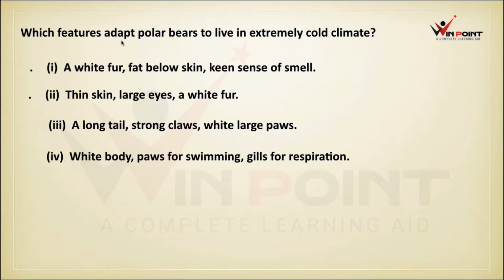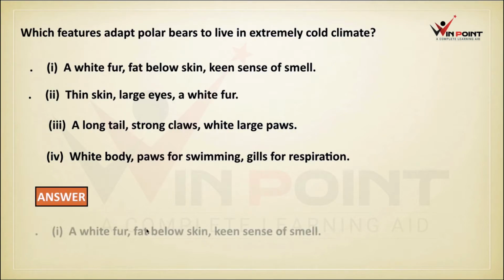Which features adapt polar bears to live in extremely cold climate? Polar bears have a lot of adaptations, right? White fur, fat below skin, keen sense of smell. Thin skin, large eyes and white fur. Long tail, strong claws, large white paws. White body, paws for swimming, gills for respiration. The first one is the right one: white fur, fat below skin, keen sense of smell.